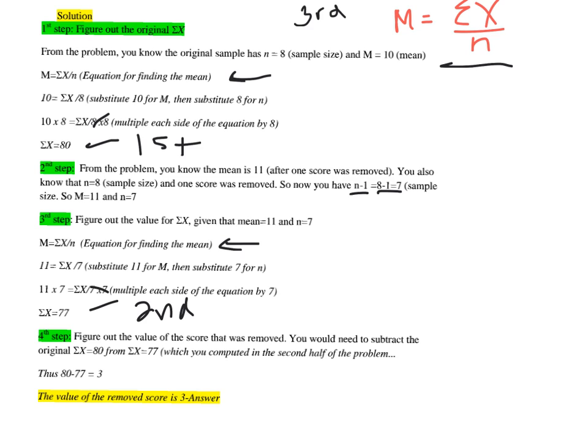Now finally, the last step is we have to figure out the value of the score that was removed. In order to figure out what that value is, we need to subtract the sum of x from the second part, 77, from the original sum of x, which equals 80. So you subtract 77 from 80 and you get 3. So 3 is your final answer, and this is also the third step. What we know is that we have to break this up into three parts, which we've done, and we end up with a final answer of 3.